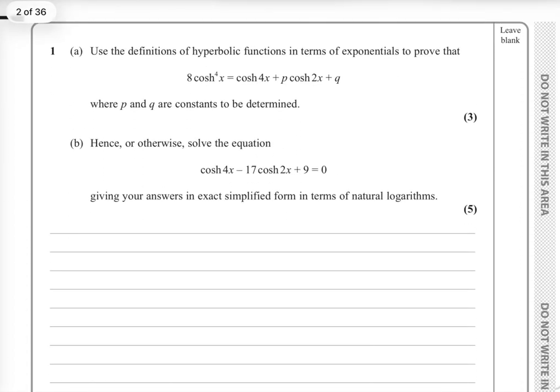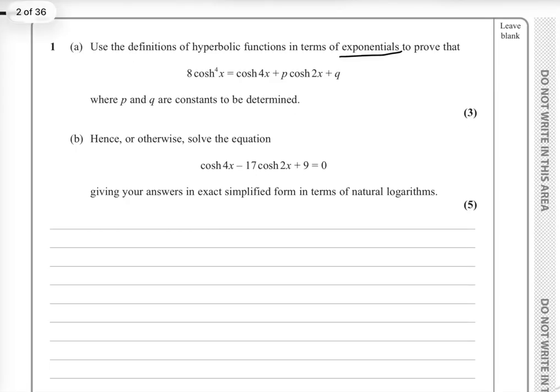Question number 1. Use the definitions of hyperbolic functions in terms of exponentials to prove that this is true, where p and q are constants to be determined. Here we are going to start with the left-hand side, with the definition of cosh x in terms of its exponentials, e to the x plus e to the minus x over 2.